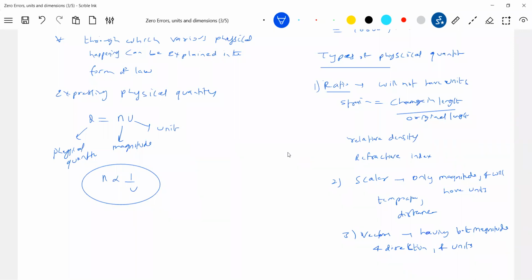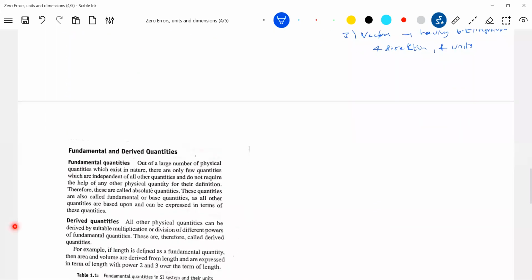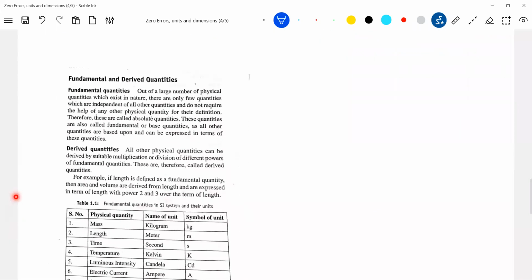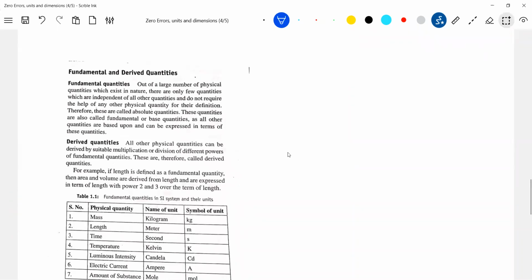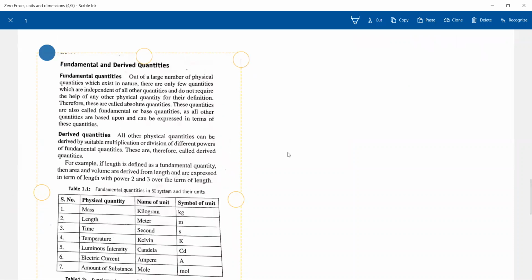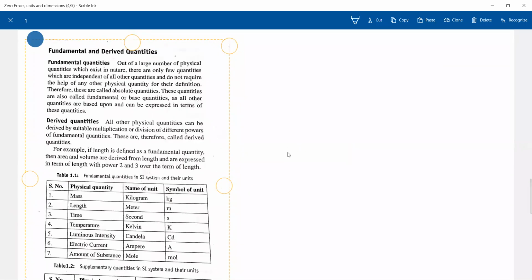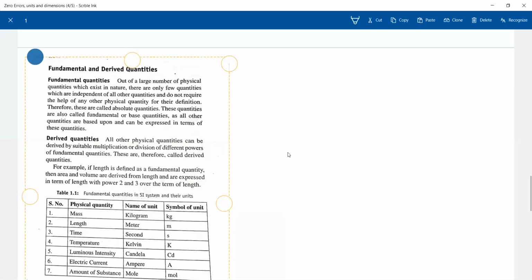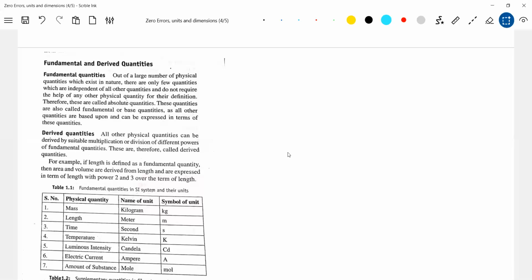Okay, with this, now after this, again, what are these quantities? These physical quantities, we can divide into two parts, fundamental and derived. I directly take the text from the book because writing it will take a lot of time, and I want to go into the numericals as early as possible. Again, the physical quantities you can divide into two types: fundamental and derived quantities.